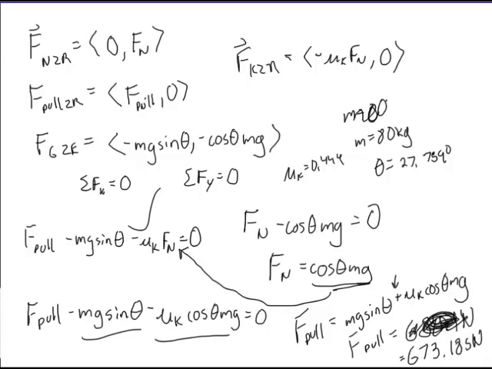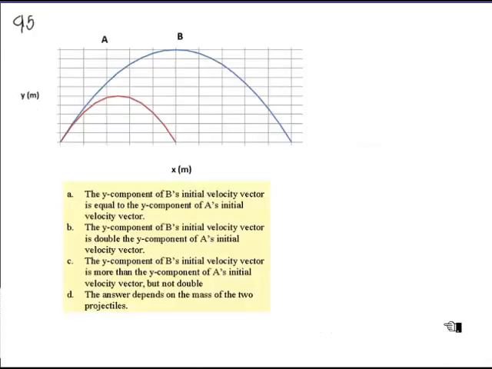Okay, so let's go ahead and pause there. So we have to understand what this is. This is 95. We're looking at a y versus x. So this is basically showing the actual trajectory, their actual path. Basically, if you can imagine a time-lapse picture of the two projectiles. So the first one says the y component of B's initial velocity vector is equal to the y component of A's. So that's a very dense statement.